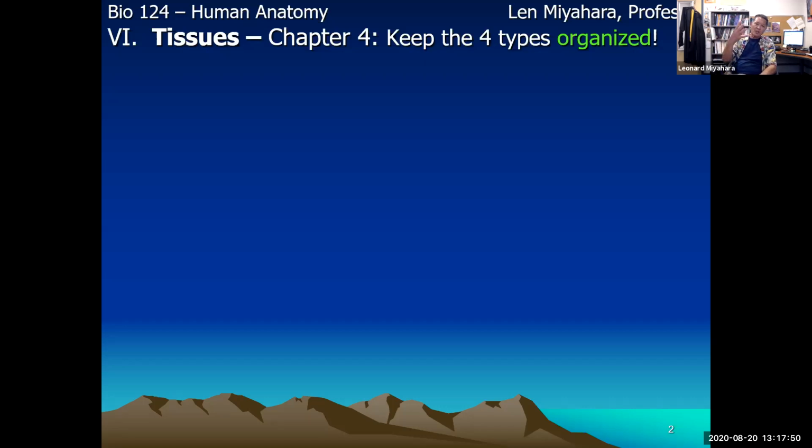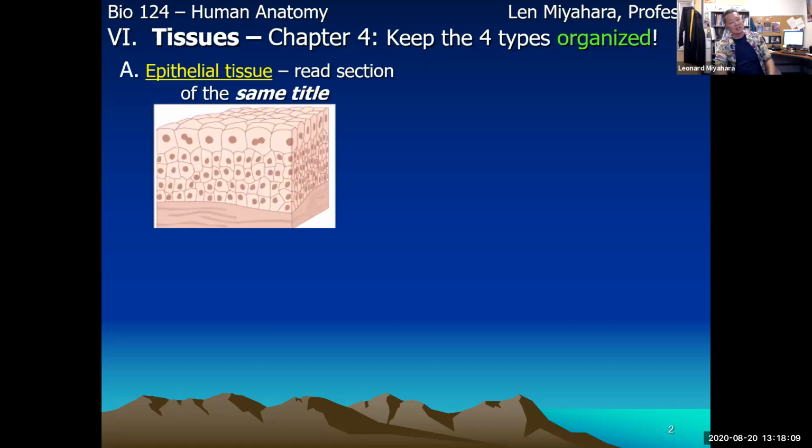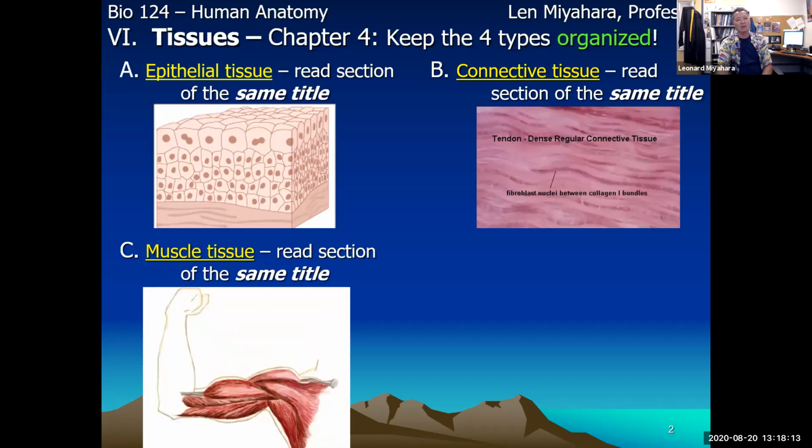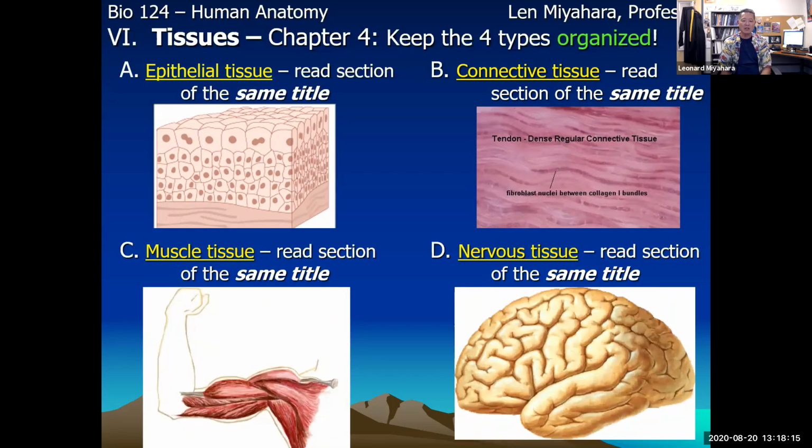There are 4 tissue types. Learn it in order, drill on it in the same order, and it won't go swimming on you during the lab quiz. Look on page 5. It's epithelial tissues, connective tissues, muscle tissues, nervous tissues. 1, epithelial tissues. 2, connective tissues. 3, muscle tissues. 4, nervous tissues. Everybody got it? Keep it in order.